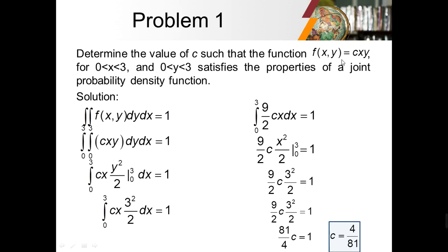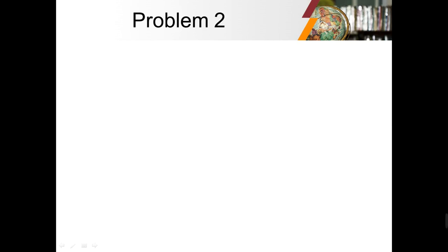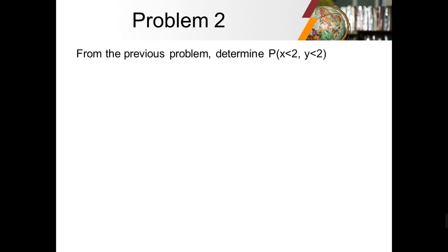Okay? So, ibig sabihin, yung function pala natin is actually equal sa 4 over 81 xy. Okay? Problem number 2. From the previous problem, hahanapin daw natin yung probability ng x ay less than 2 and y is also less than 2. So, pwede ba yun? Yes, kasi nga ang limits natin ay from 0 to 3. Pareha. So, pwede silang parehas mag-equal sa less than 2. So, this is a joint probability.